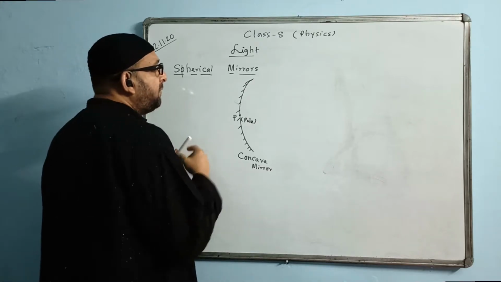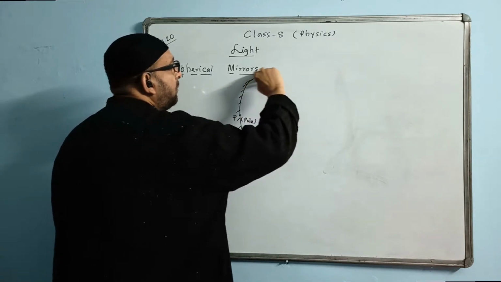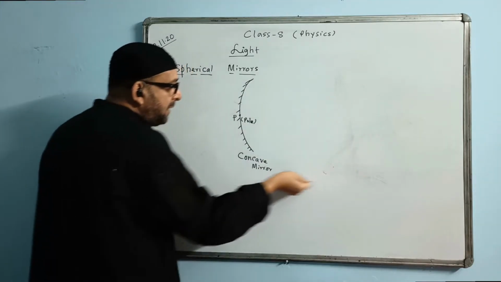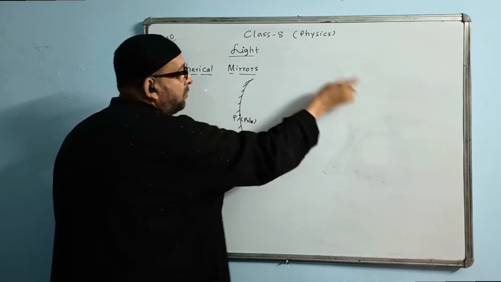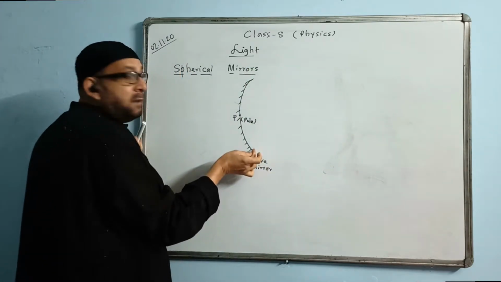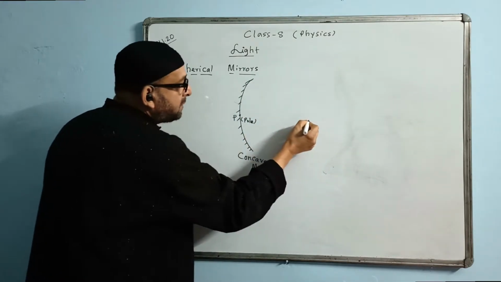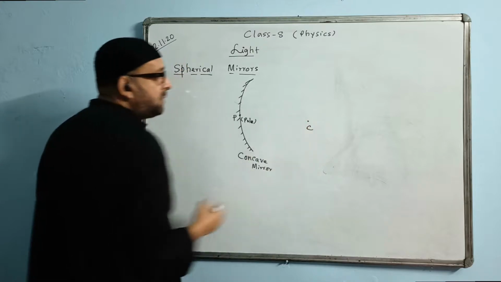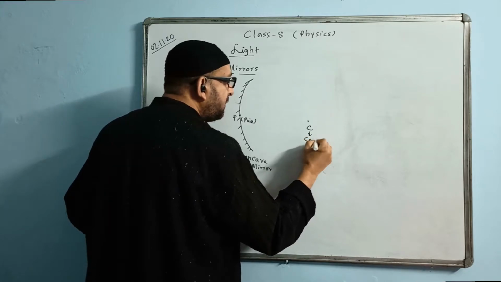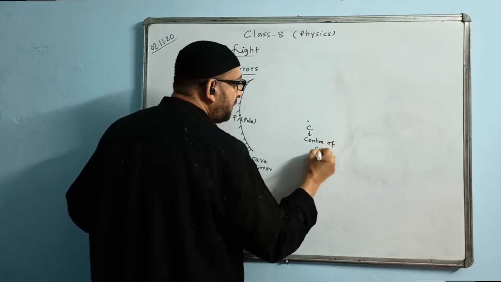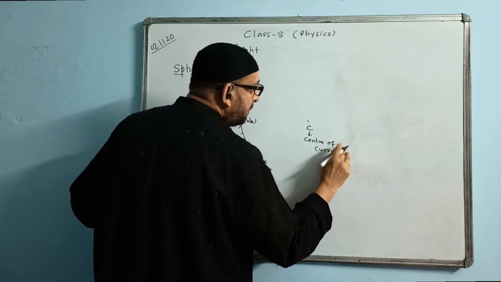So where will the center of curvature of this mirror be situated? Let us find out. You can imagine this surface is curved like this. If you try to make it a sphere, a sphere will be somewhat like this. So where is the center of the sphere? Somewhere here. This point is called the center of curvature. C stands for center of curvature.